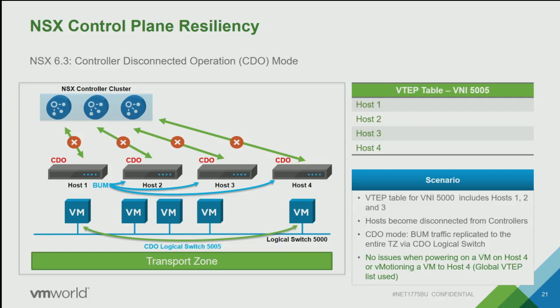Let's think about what CDO mode did. CDO mode created a new logical switch that all the hosts were a part of. And what happens with VTEP tables? They existed in the controller and got pushed out to every single host. So when CDO mode is enabled, every single host has all the VNIs for all the different inputs. So there is no need to have master replication or anything like that because each host has its own table. Does that make sense? Awesome.